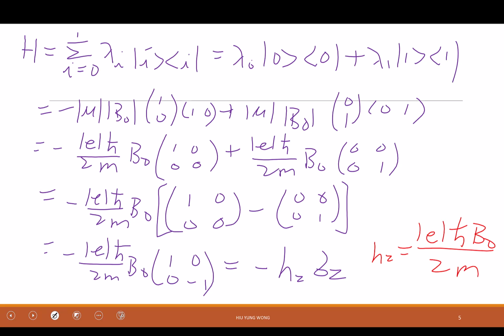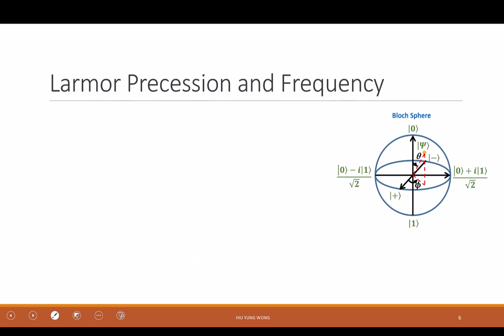Okay? Now, why do I want to do this? Because we already derived the equation of motion last time when the Hamiltonian is in the form of negative hc sigma z. Do you remember? If you forgot, go back and see it. So now I derive this. Now this is a real physical system, right? It has some meaning. So let's take a look.